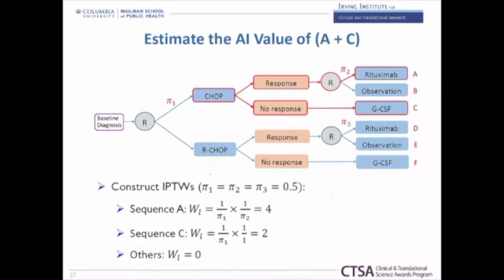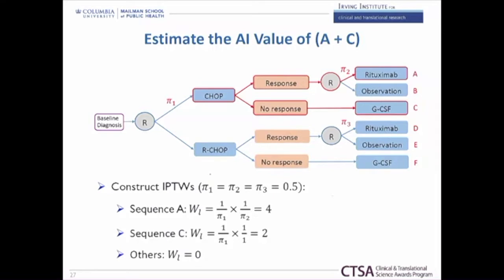So let's go to the lymphoma trial and see how we construct the weights to calculate the inverse probability weighted estimator. Suppose we're interested in the adaptive intervention A plus C. We have three randomization probabilities here. Pi 1 corresponding to CHOP at stage 1. Pi 2 corresponding to rituximab for those responders to CHOP. And Pi 3 corresponding to rituximab for those on R-CHOP. Pi 1 and Pi 2 will be used to calculate the weights for those patients who follow the adaptive intervention A plus C.